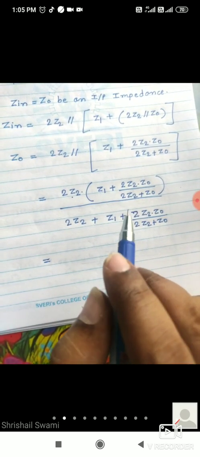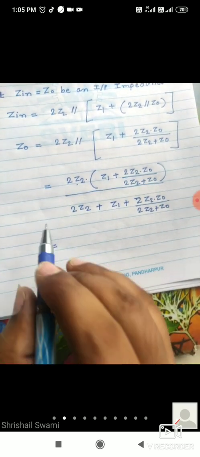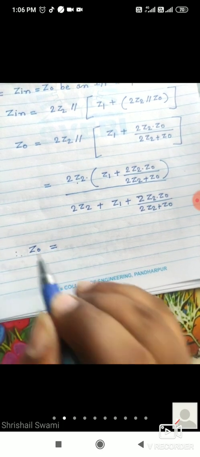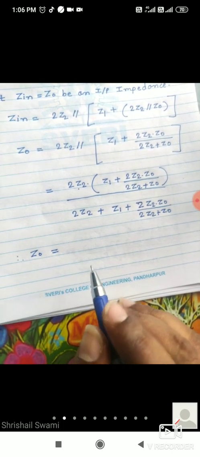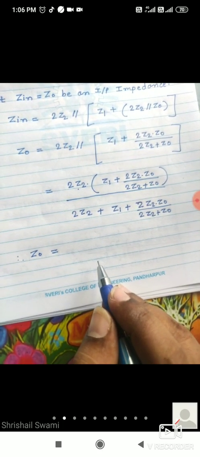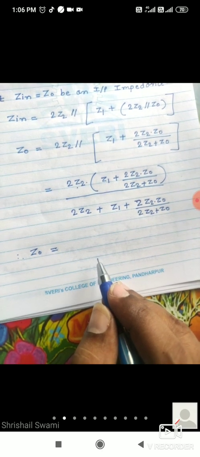Step by step you can solve this one. Now this will be the left hand side Z0 as it is. Now what can we do? What can we do now?